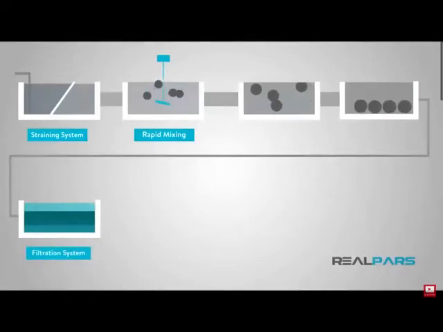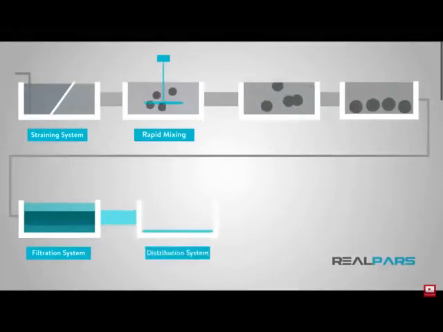The filtration system typically consists of gravel, sand, and a type of coal called anthracite. As the water travels through these levels of media, smaller particles and organisms are removed from the water. The water may then travel to a disinfection system.